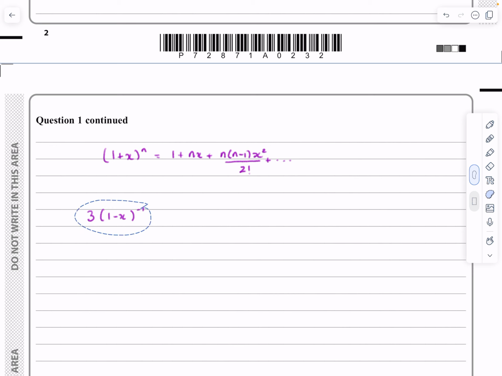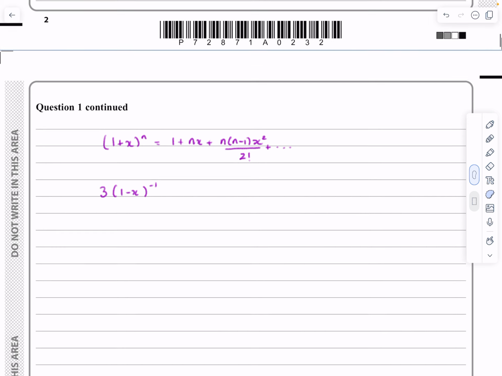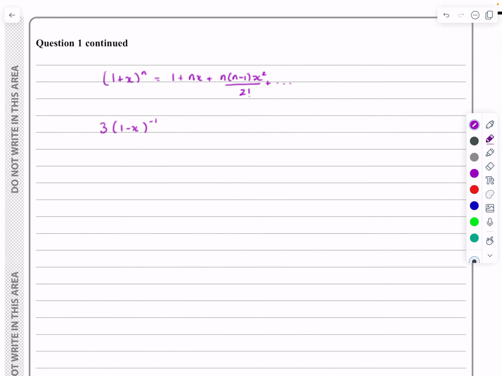So to actually now say, this is going to be, don't forget the 3, just be really careful not to make any silly mistakes here. So the 3's still in there. 1 plus nx will be 1 plus, n is minus 1, and x in this case is minus x. It's the thing that you're adding on to the 1 here. Plus n minus 1, so minus 1 minus 2 minus x all squared over 2 factorial.